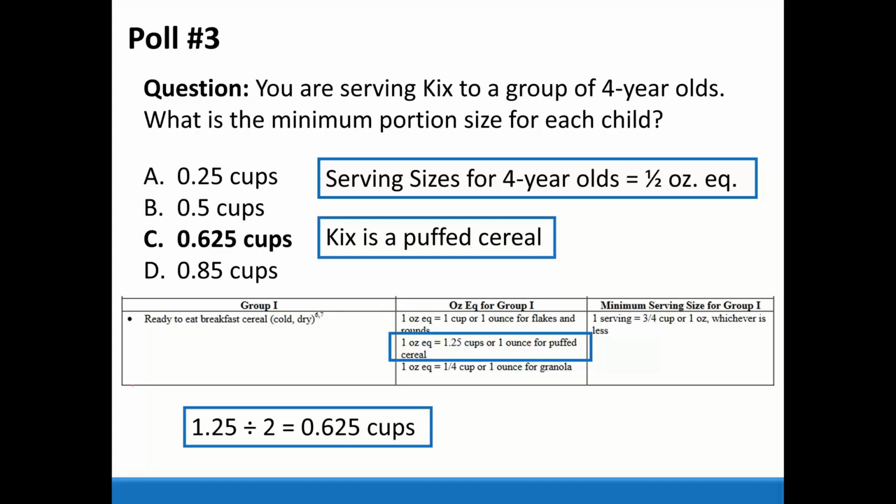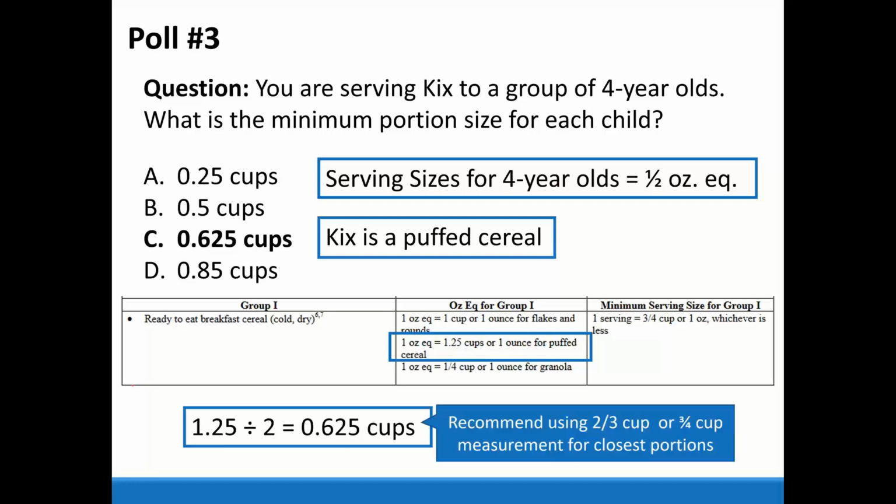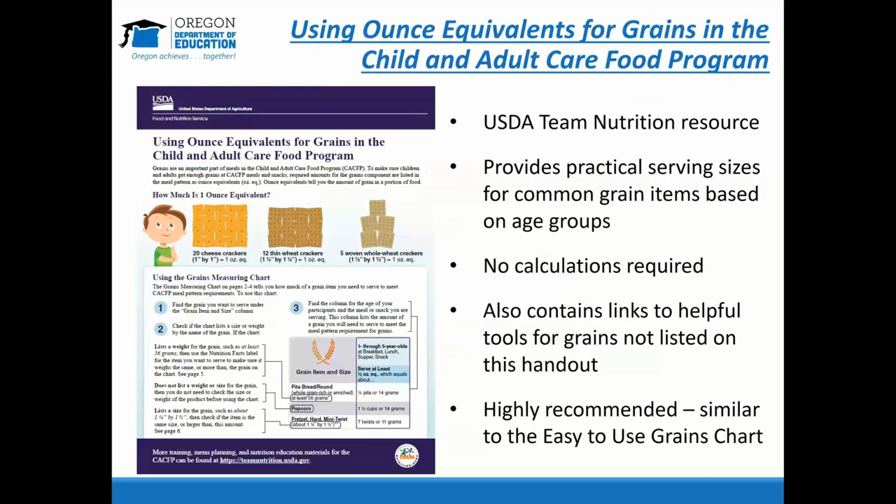0.625. That's a really awkward measurement though. Since there's really not any easy measuring cups you can use if you're scooping out the cereal, what you might want to do instead is to use a 2/3 cup measurement, which is the closest standard measurement. That's 0.667 cups. Or if you don't have a 2/3 cup measurement, you can always use a 3/4 cup measurement instead. Remember that if you are using approximate measurements, you always want to round up, never down, so you can make sure that you are meeting a full minimum serving.